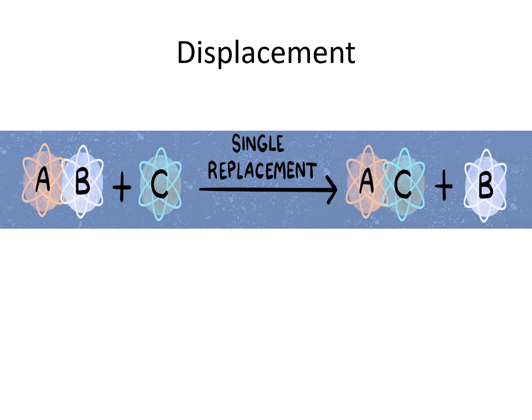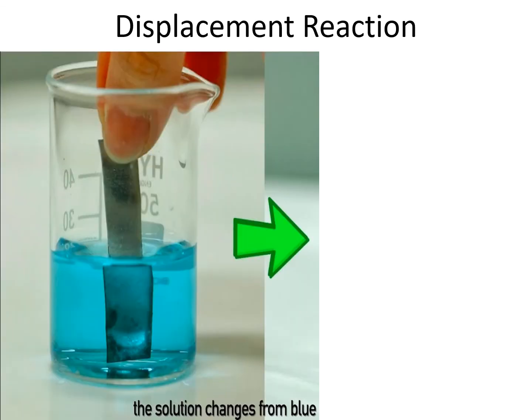Let's look at examples. Here we are taking a strip of zinc and we are adding it in blue colored copper sulfate.